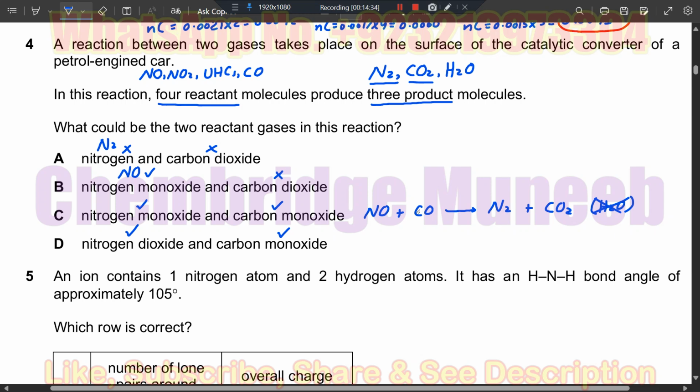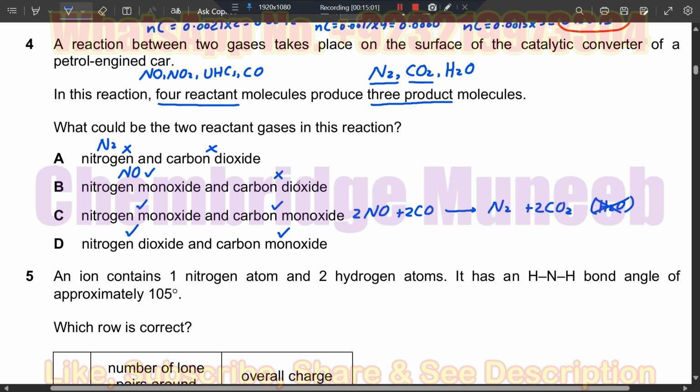Now balance this equation. Since there are 2 atoms of nitrogen, I will write 2 over here, and now I have 3 oxygen atoms on the left side and 2 oxygen atoms on the right side. So to balance that, I will write 2 over here. Now the oxygen atoms are balanced by putting 2 over here. So 2 carbon and 4 oxygen atoms on each side.